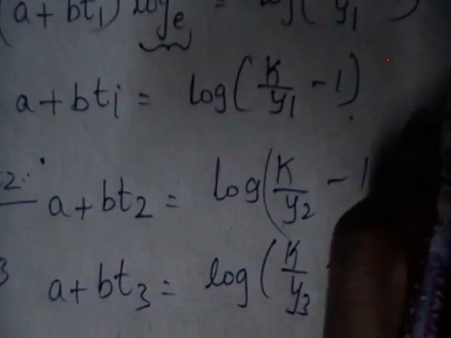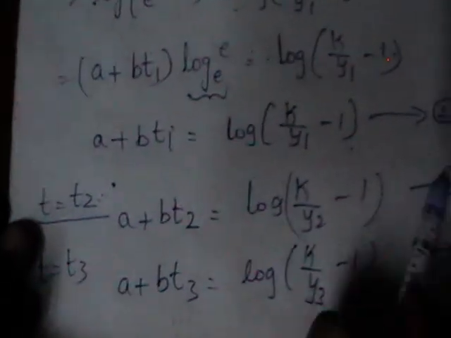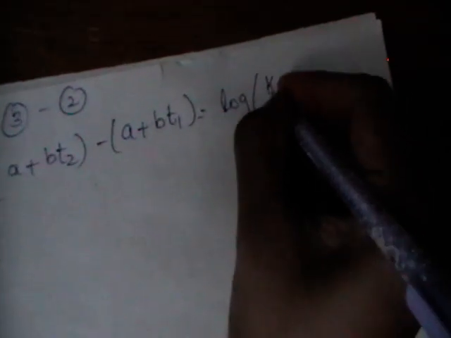Now we are going to subtract. Let us take these as equation numbers 1, 2, 3, 4. Let us do 3 minus 2 and 4 minus 3. 3 minus 2 is nothing but a plus b t2 minus a plus b t1 is equal to log of k by y2 minus 1 minus log of k by y1 minus 1.